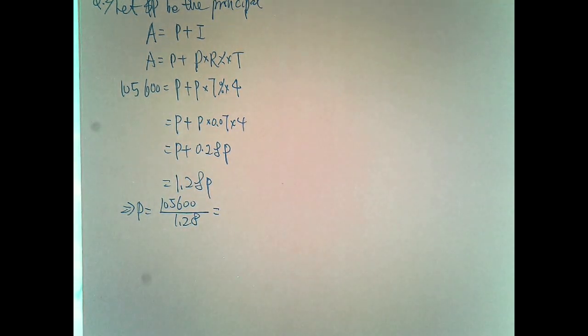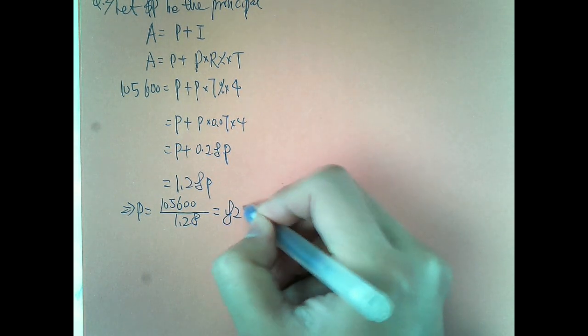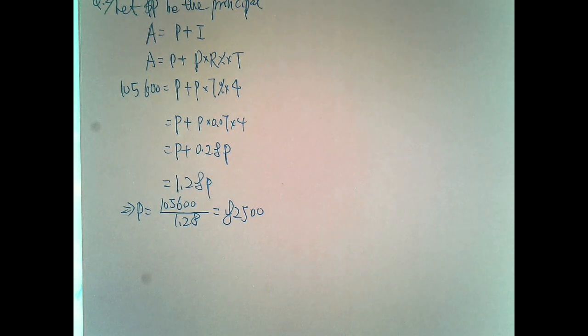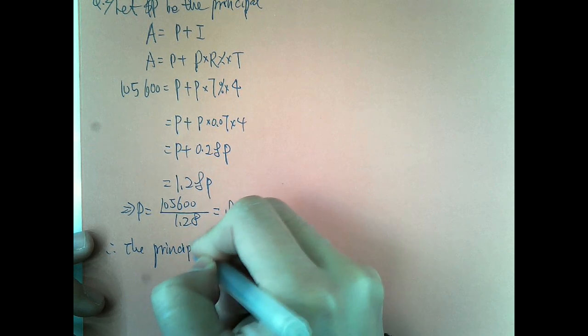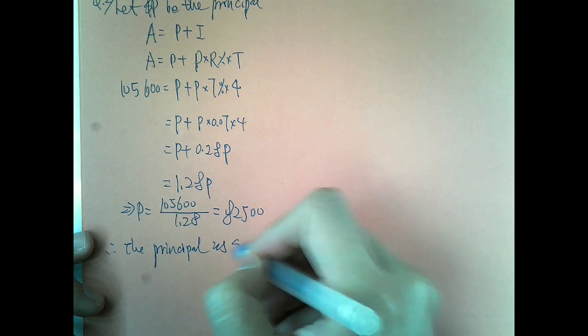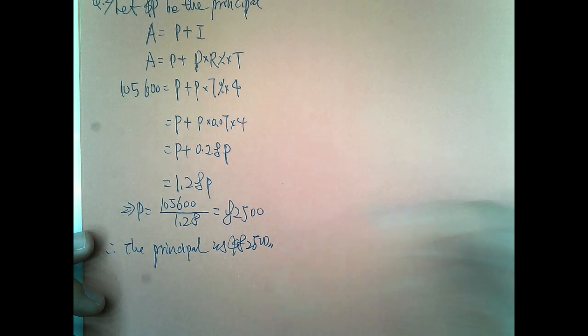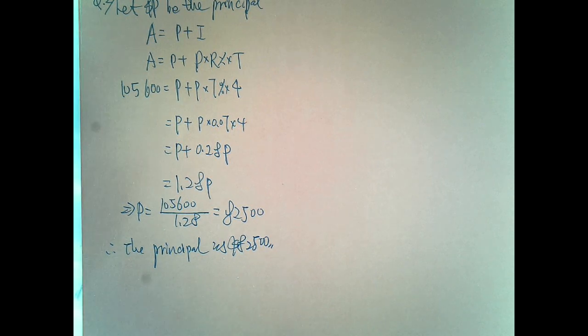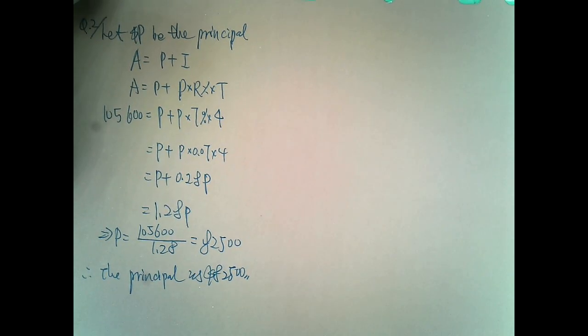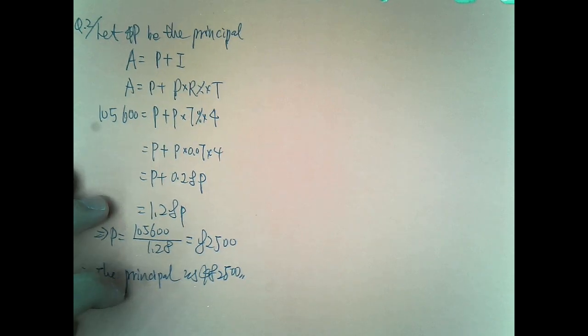Go to your calculator. Okay, we have this number. 82,500. So you can make a conclusion. So the principal is 82,500. Understand? Always use the so-called equation to solve the problem. Understand? So next, let's go to question 4.